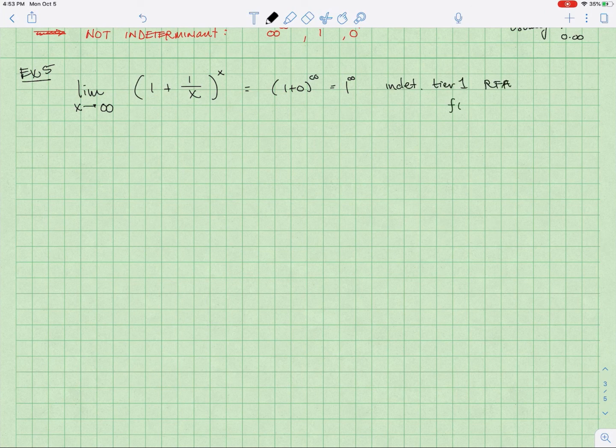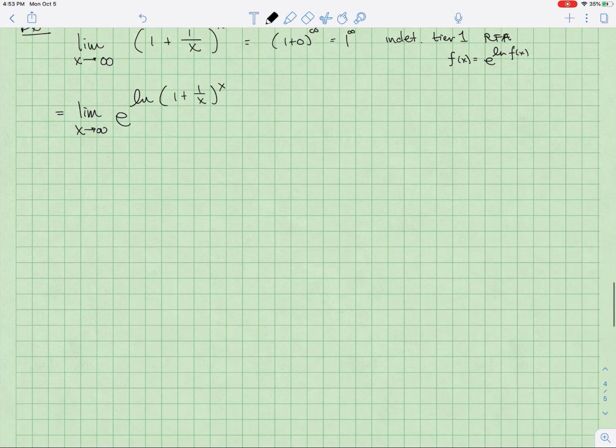And that further analysis is f of x is equal to e to the natural log of f of x. So what we're going to do is we're going to rewrite this limit. This is the limit as x approaches infinity of e raised to the natural log of 1 plus 1 over x to the x power. And we're going to do two things at this point. The first thing is we're going to note that the exponential function is continuous, and so we can move our limit through the function. And this is equivalent to e raised to the power of the limit as x approaches infinity.